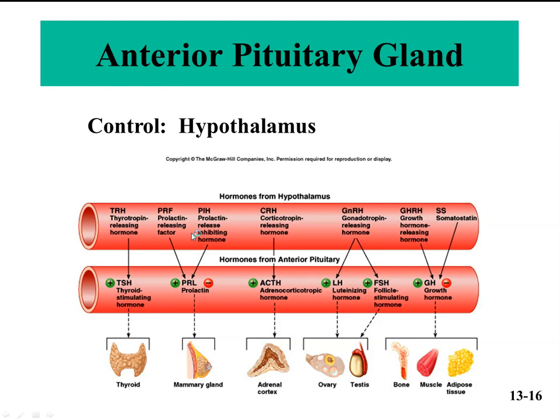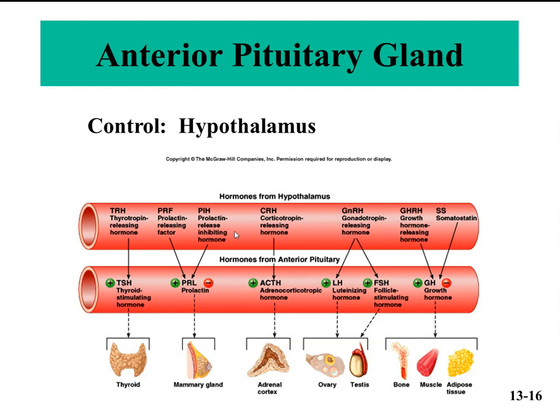Okay, then the hypothalamus can release releasing factor hormones or release inhibiting hormones. In this case, it's whether or not the anterior pituitary will release the hormone prolactin.